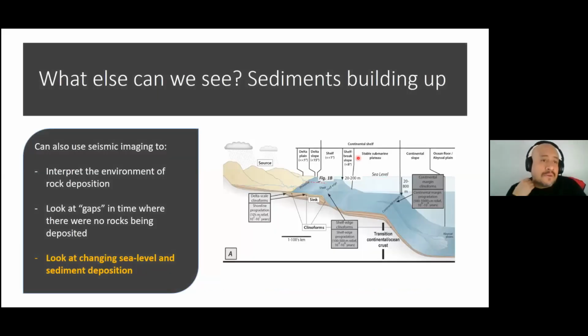Okay, what else can we see? Sediments building up. Think of where the land meets the sea. We have this limit in here. The sediment is transported by rivers to the sea, by streams coming from mountains, and we are going to deposit them in a clinoform shape in here, as you can see.